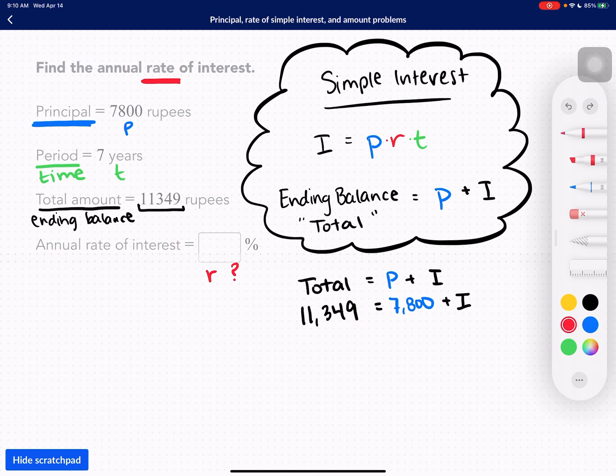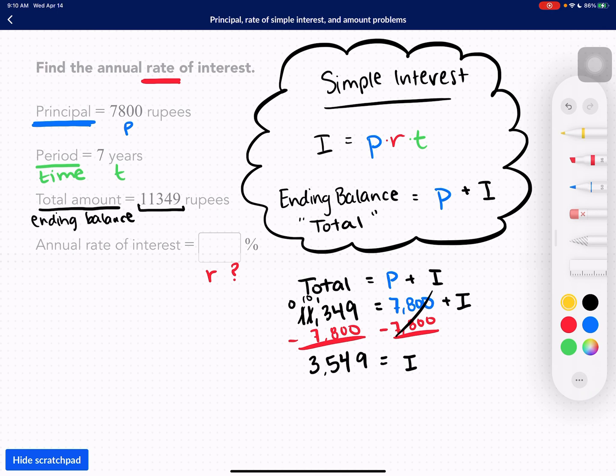So what I can do is subtract 7,800 from both sides. Okay, so these two cancel out. I'm left with I on the right side. And 11,349 minus 7,800. You can definitely use a calculator. I'm just going to do it by hand, but definitely use a calculator to check your work. Okay, so we should get about 3,549. Okay, so that would be our interest. That is what we added to the principal to get the total amount.